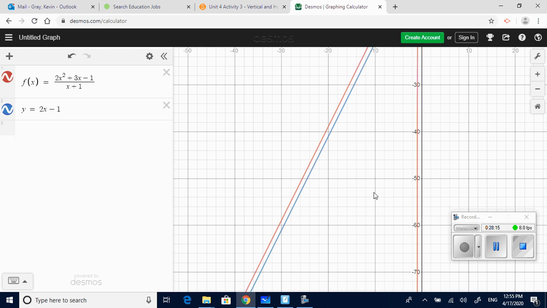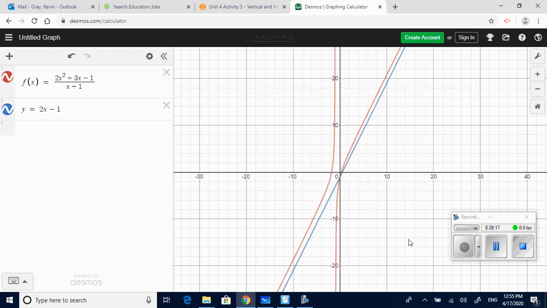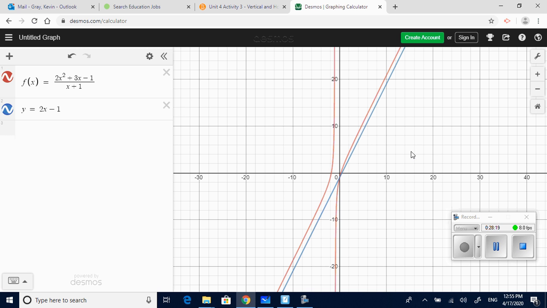For all of these questions, if you're going to try any of these, I want you to always be graphing them in Desmos and seeing what they look like. And good luck with the questions, and play around with them.